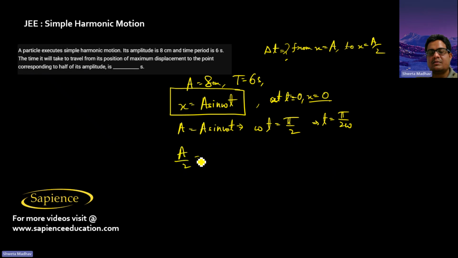a by 2. A by 2 is a sine omega t. So therefore, omega t should be equal to either pi by 6, since at pi by 6 it is half, or I can say at 5 pi by 6, means at pi minus pi by 6.